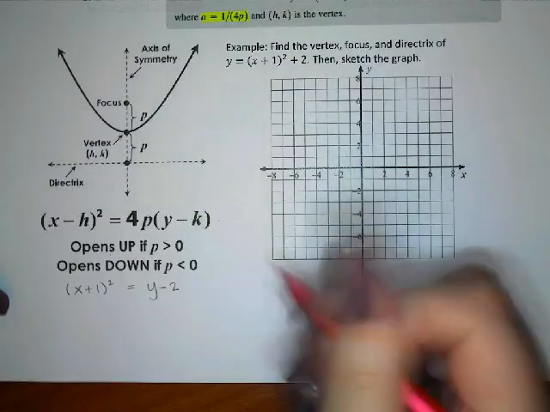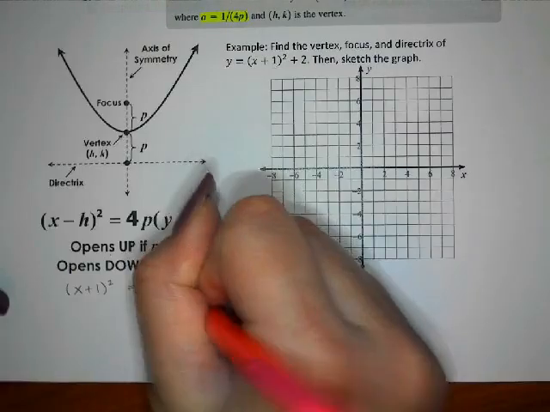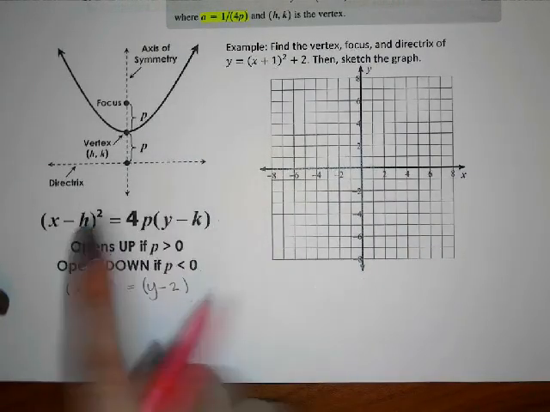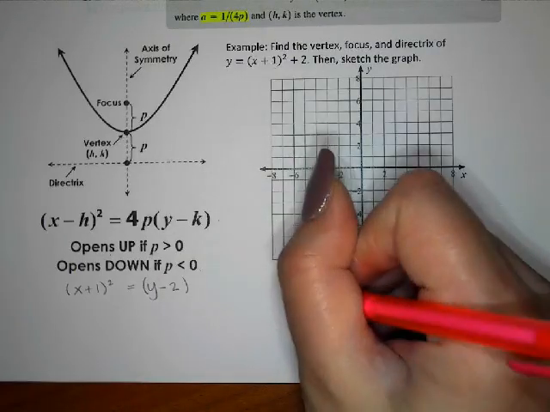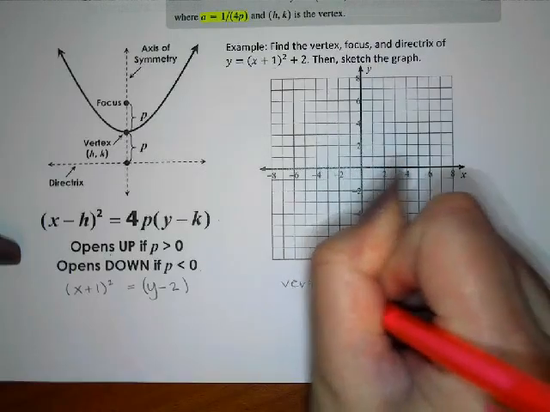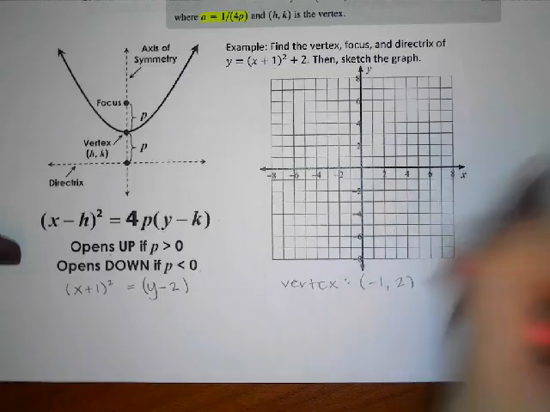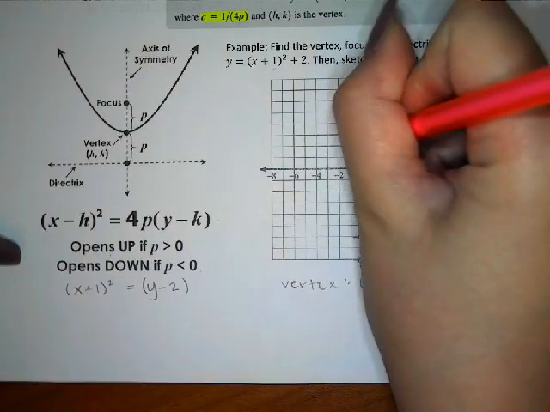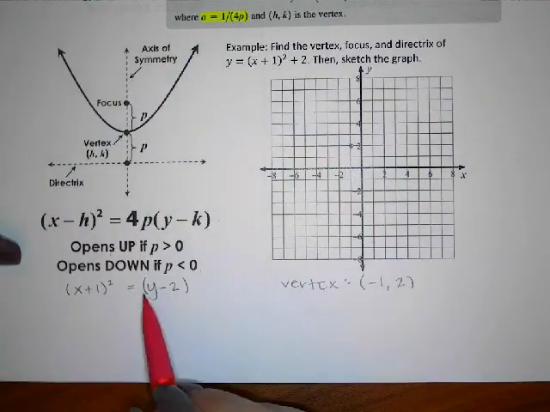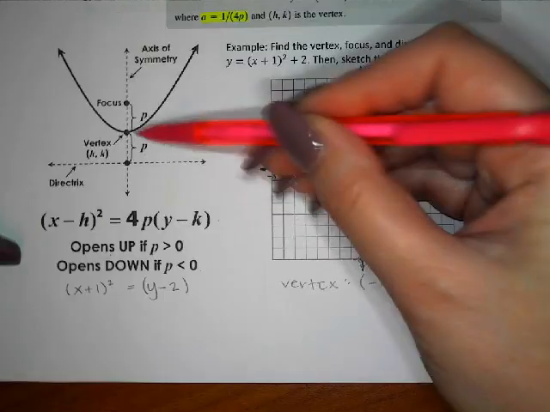And here in this form, they put parentheses around the y. Okay, so the vertex is (h, k), so it's the opposite sign, opposite sign. That means the vertex of my parabola is going to be (-1, 2). So left 1, up 2. There's the vertex.